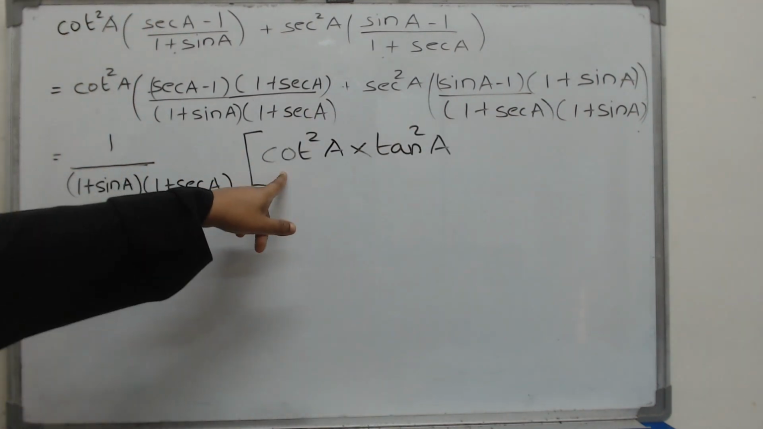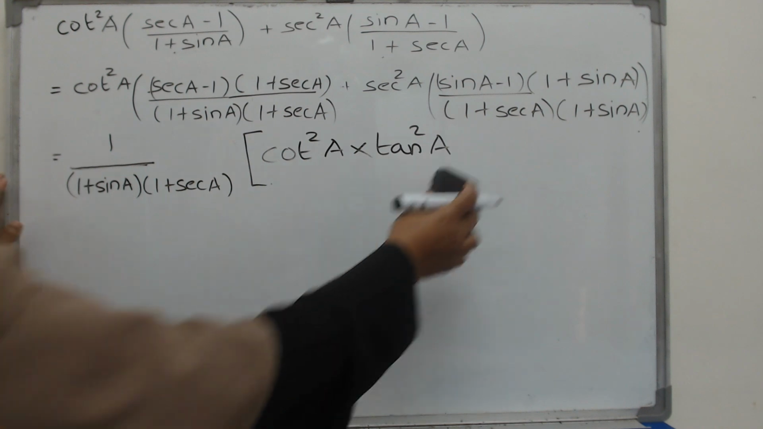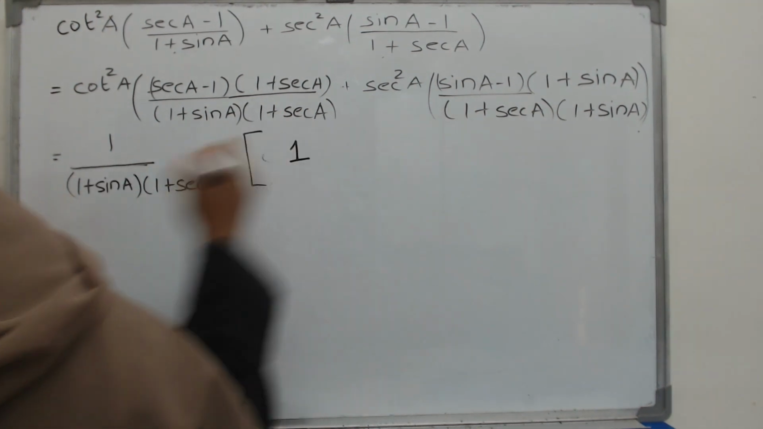Now what is cot square a into tan square a? Tan and cot are reciprocals of one another. So the whole of the first term is actually just 1.